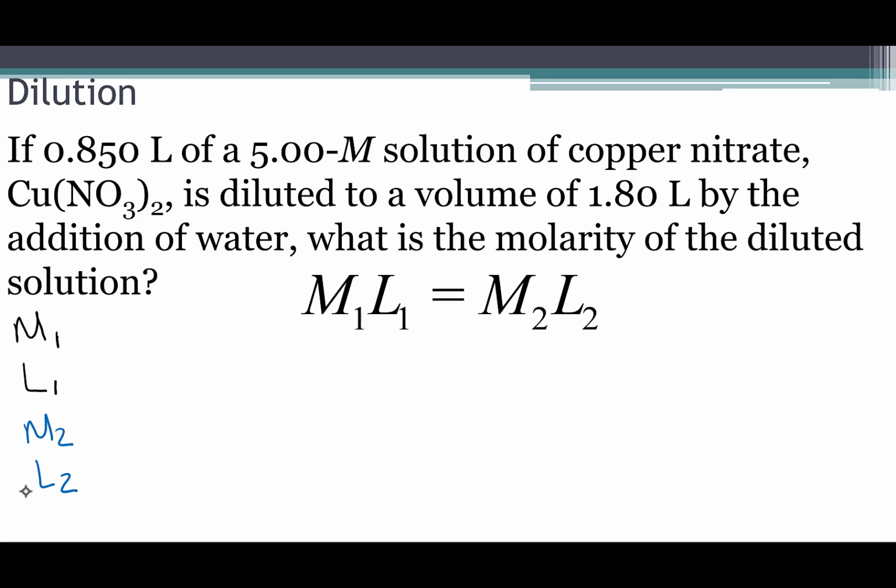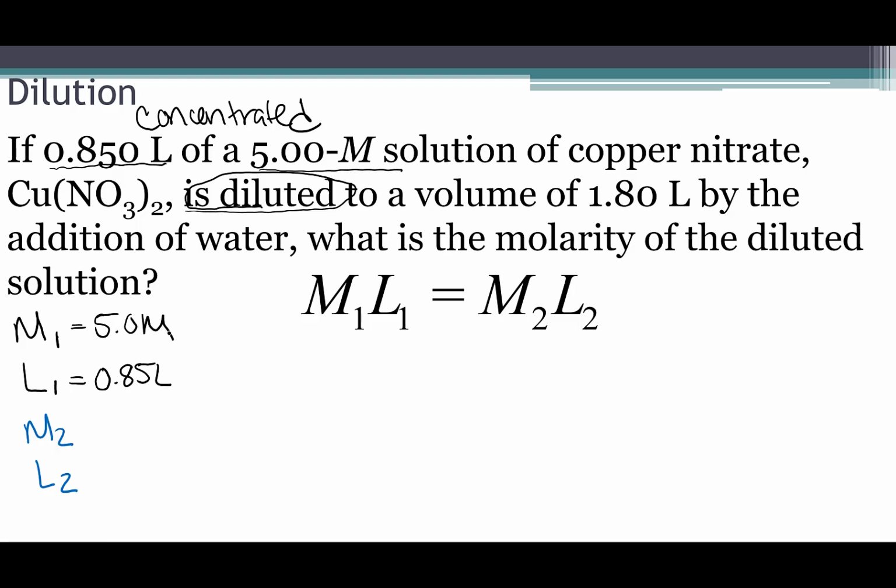Okay. So I'm just going to read back through the problem and try to figure out what goes where. So we have 0.85 liters, 5 molar solution, and that is going to eventually be diluted. So that tells me this is my concentrated solution. So that's M1, L1. We've got 0.85 liters. We've got a 5 molar solution. All right, so we keep reading the problem. It is diluted down, so now I know I made the transition to a volume of 1.8 liters. So that's going to be our volume when we end. And we want to know what is the molarity of the diluted. So this is what we're solving for.